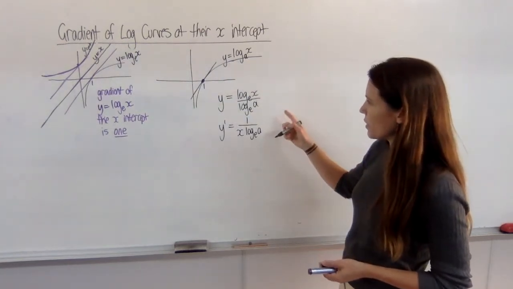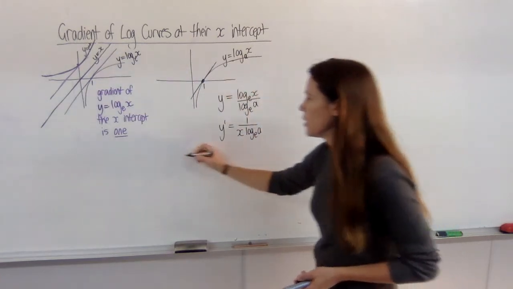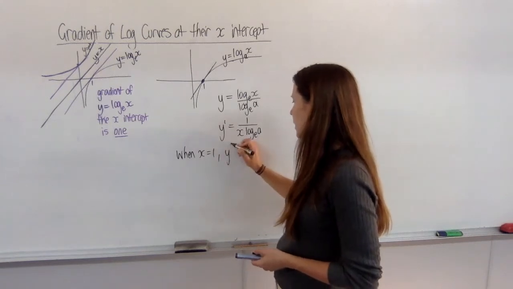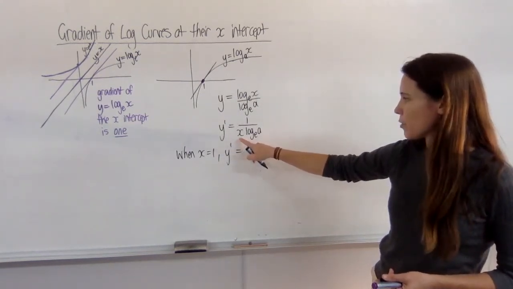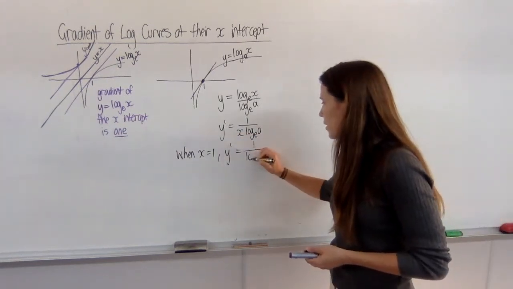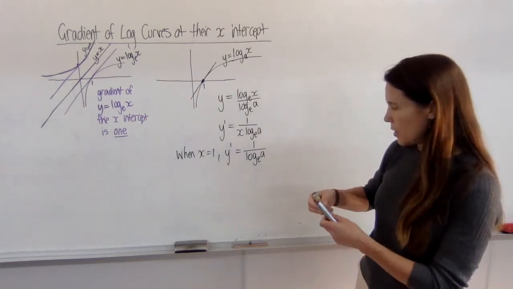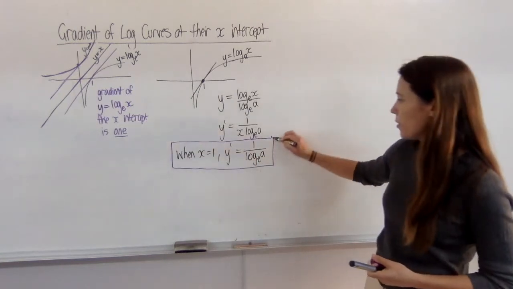Now if we want to find the gradient right here where x equals 1, we just sub in x equals 1 and see what we get. Well, if x equals 1, we're just going to leave it out here because we've got 1 multiplied by something. We'll just put that thing, and we've got the natural log of a. So this is a result that pops up for all log curves.